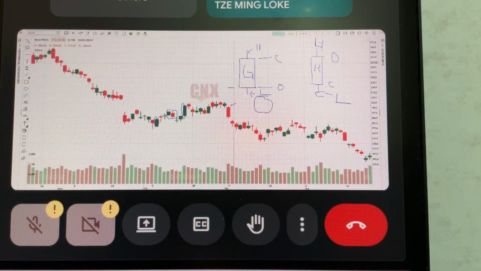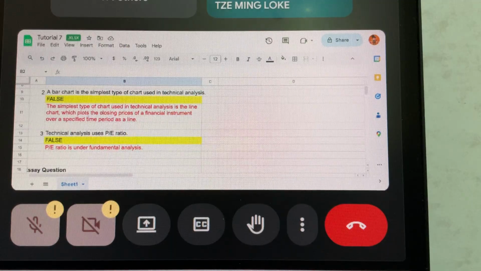So if you look at it, this chart has a lot of information, and this is called a candlestick chart. In your question, they ask you about a bar chart. So what's the meaning of a bar chart?